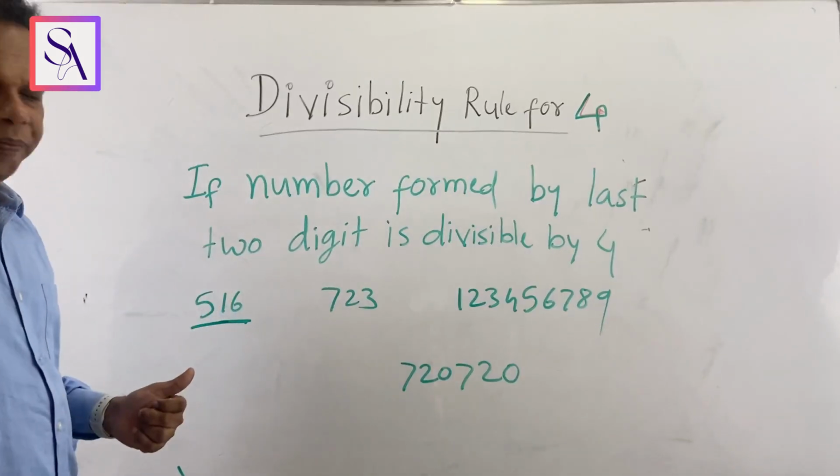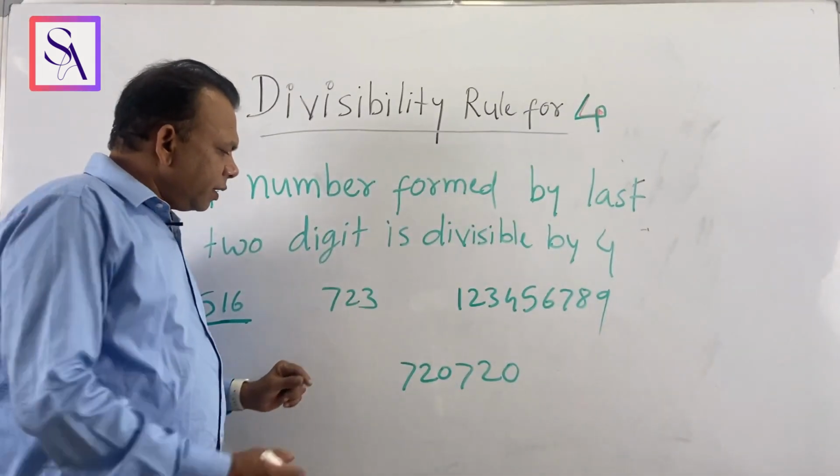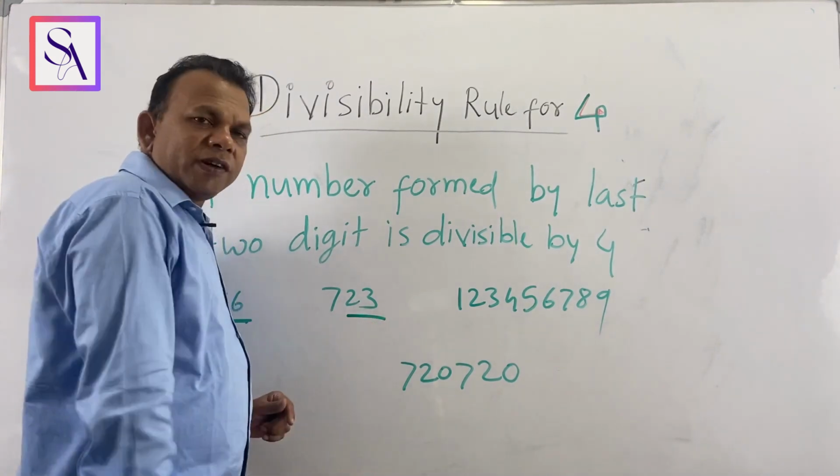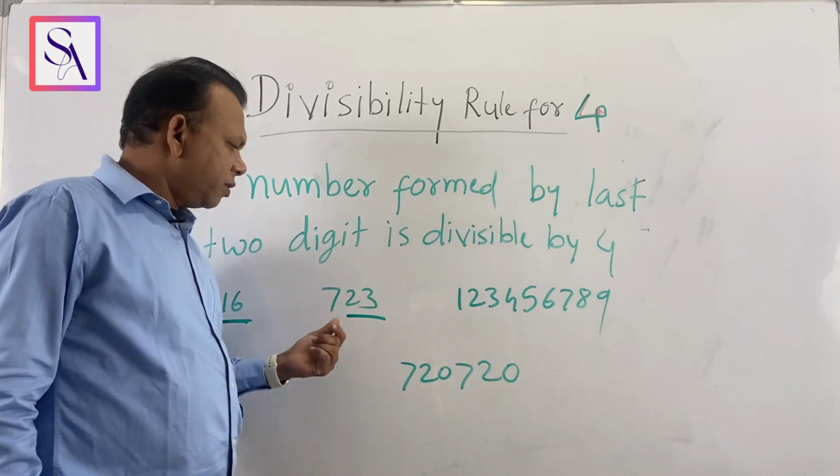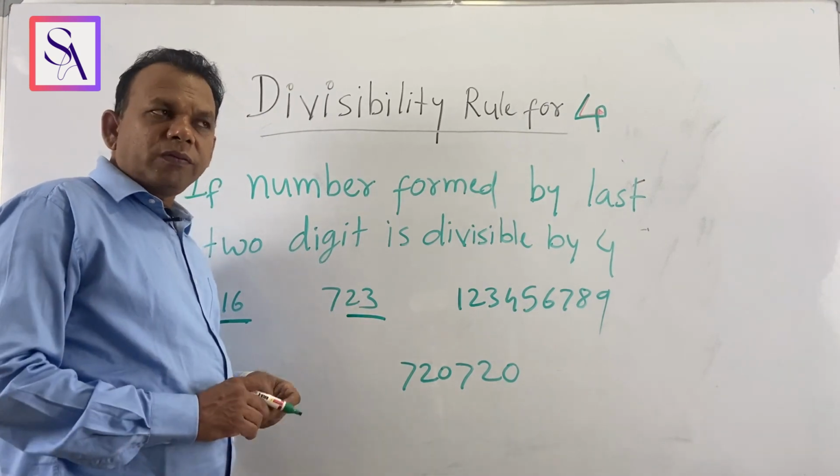That's the rule. Here the last two digits are 23. This is the number formed by the last two digits. Is 23 divisible by 4? No.